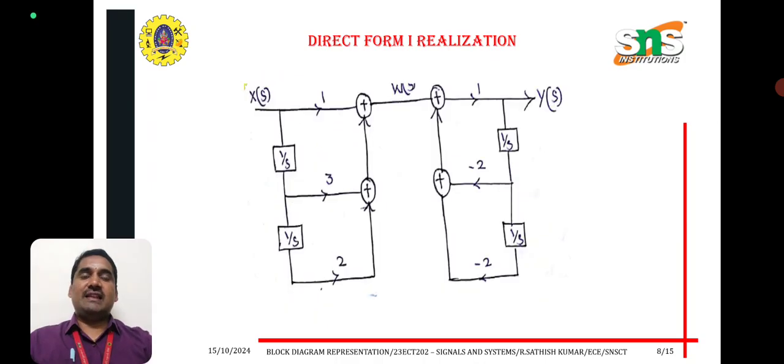Now we can see the direct form 1 realization. X of s multiplied with 1 is added with 3 by s into X of s, again added with 2 by s square into X of s, which gives the output W of s, which is the input to the second stage. Therefore, Y of s is equal to W of s plus 1 by s into minus 2 by s into Y of s minus 2 by s square into Y of s. This is the direct form 1 realization.